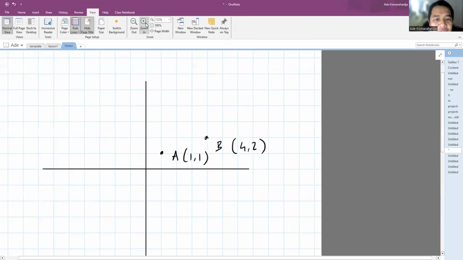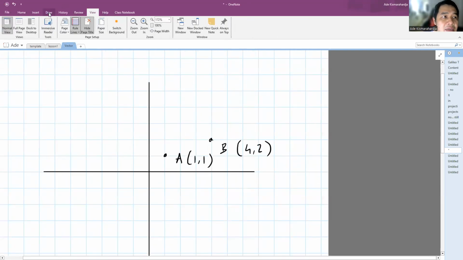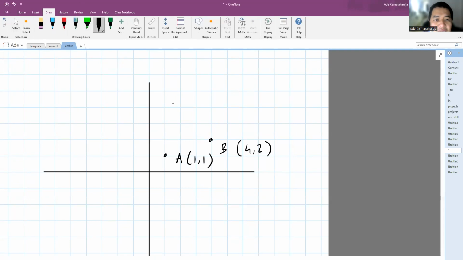And we have another one, C, that's at 2, 5. Now, as you know, when we have 3 points like this, you can create a triangle. And then the question is, find the area of the triangle.